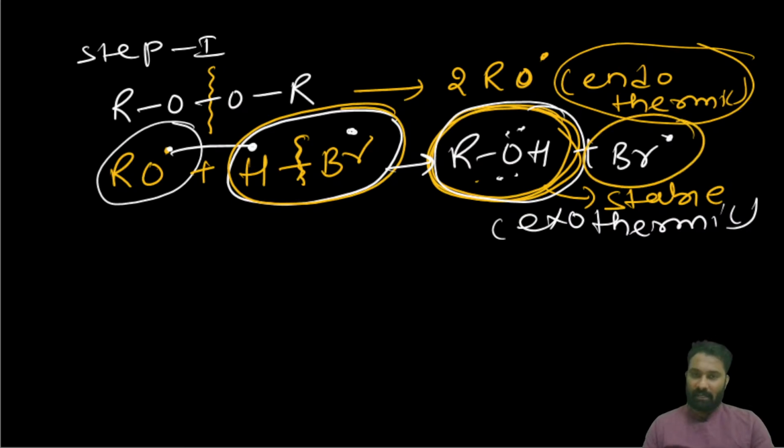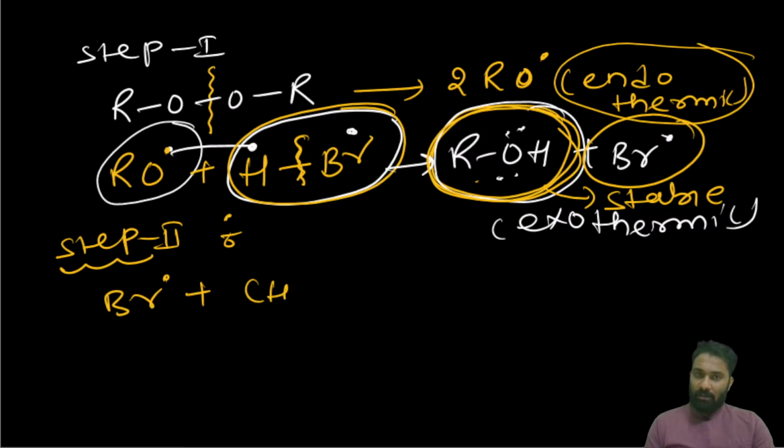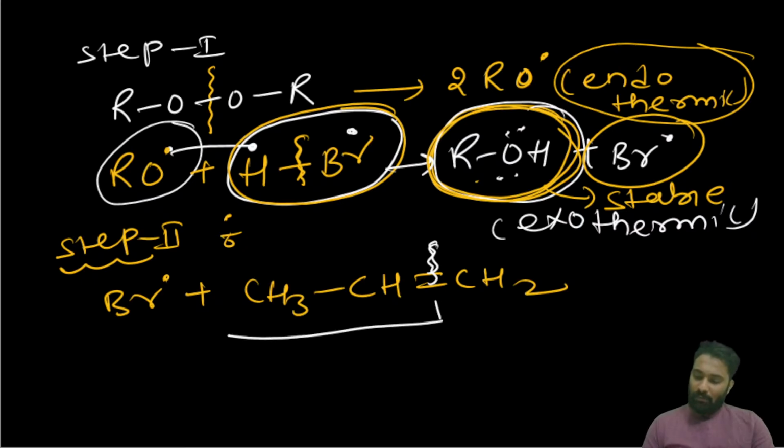Now whatever radical has been generated in step 2, what will that radical do? That radical will attack the alkene that is present in the reaction. The alkene will break homolytically. When this alkene has broken homolytically, we have to see the stability, we have to cross check the stability. How do we cross check the stability?